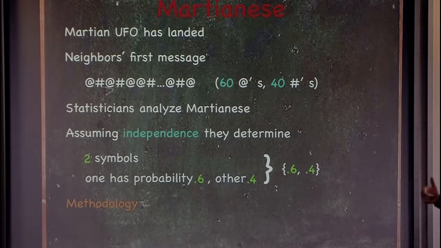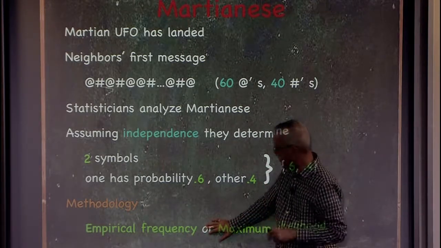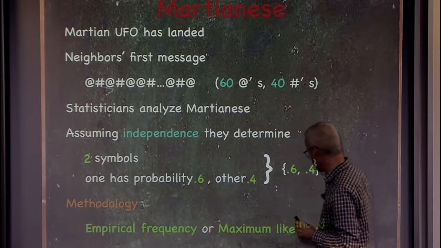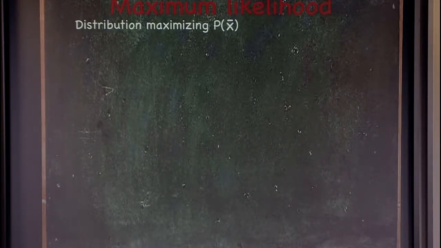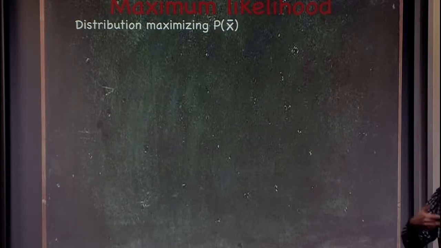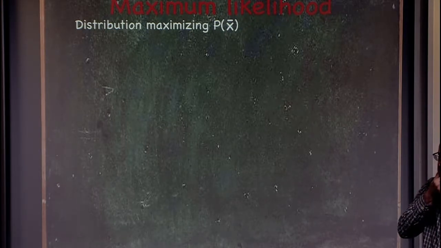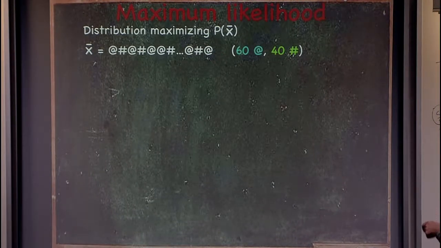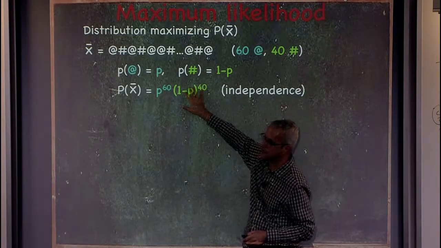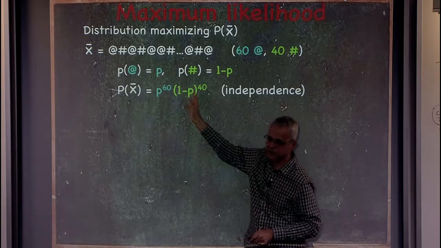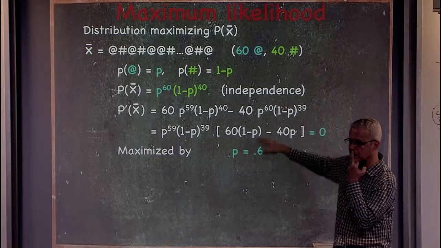And what method did we use? We used the method we described last time, which is empirical frequency. But we want to sound a little more sophisticated today, so we call it maximum likelihood. What is maximum likelihood? We're looking for a distribution. We observe some sequence X, and we look for a distribution that explains what we have seen, one that gives the highest probability to the sequence we observed. In this case, we saw 60 ats and 40 pounds. We call the probability P, and then 1 minus P. So the probability of the sequence is P to the 60 times 1 minus P to the 40. We want to find the P that maximizes this. It gives us P equals 0.6.